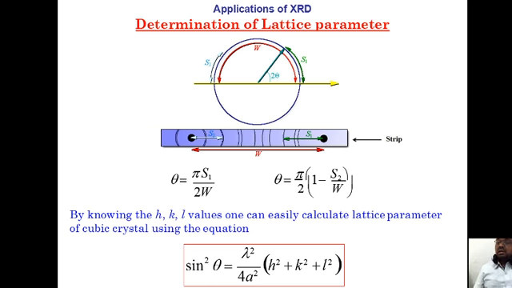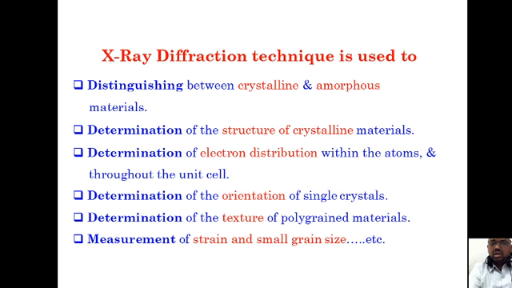If you know that condition, then we can say which crystal system the particular crystal comes under, either cubic or tetragonal, and so on. There are different applications of this X-ray diffraction technique. If a crystal is given to you, by means of X-ray diffraction you can come to know whether it is a crystalline solid or an amorphous solid, determine the structure of the exact crystal material, and how electrons are distributed within the atoms of the unit cell. You can also find the orientation of single crystal and polycrystal, and measure the grain size.